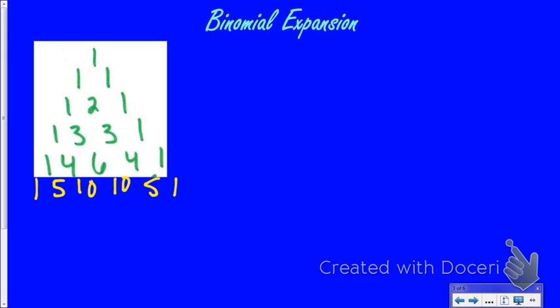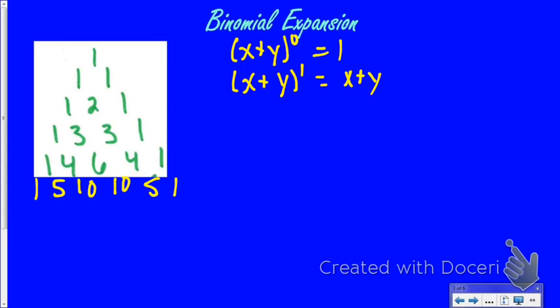Now we're not going to use this for every case. This is just one example of some of the patterns that we're going to see here. So let's take, for example, a real simple binomial, like (x + y) to the 0 power. Now that's one we all know. Anything raised to the 0 power is just 1. Alright, let's take another basic one. (x + y) to the first power. Well, we know anything to the first power is just itself.